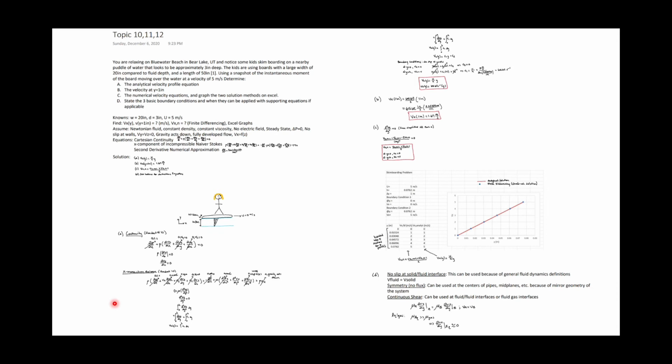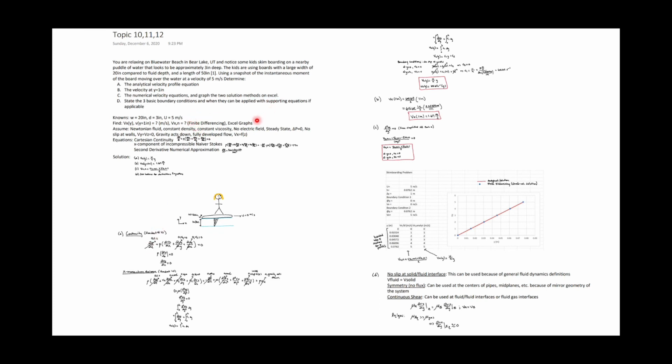determine the analytical velocity profile, the velocity at y equals 1 inch, the numerical velocity equations, and graph the two solution methods on Excel, and state the 3 boundary conditions and when they can be applied with supporting equations if applicable. Here we are shown our knowns.